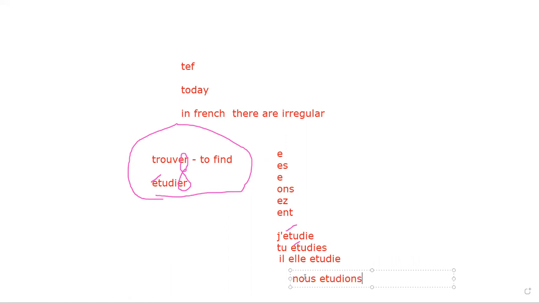One thing you have to understand: if we have an accent symbol, please don't forget to apply it. And vous étudiez. Clear team? The formula is E, ES, E. With nous the ending is ONS, with vous it is EZ. And with ils, elles, it is ENT.